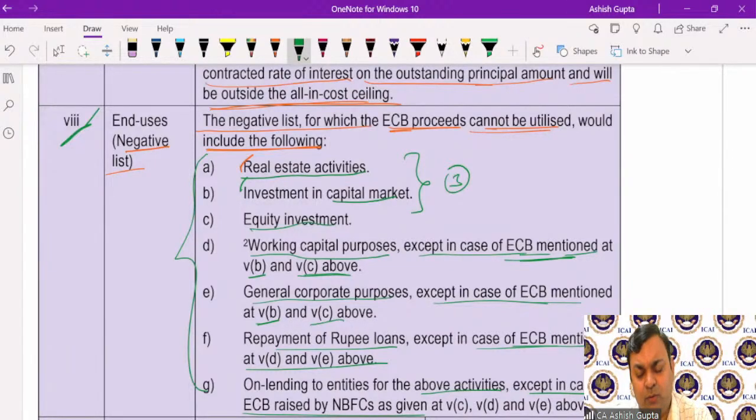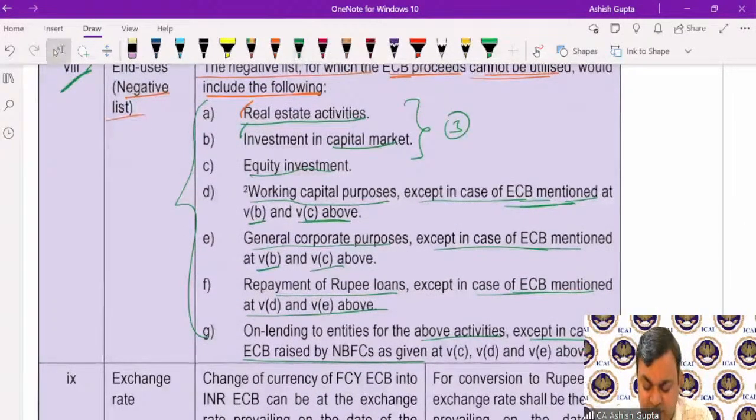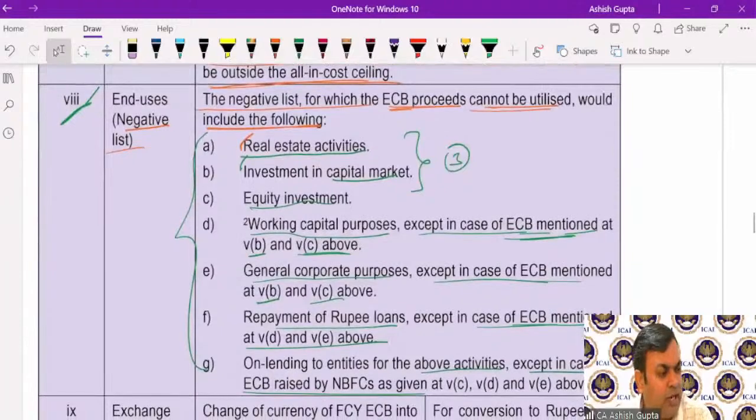Repayment of rupee loan, except in case of ECB mentioned at 5D, 5E above. On lending to entities for the above activities, except in case of ECB raised by NBFC as given at 5C, 5D, 5E above, right? So I think that is clear, right? End users negative list is also clear.